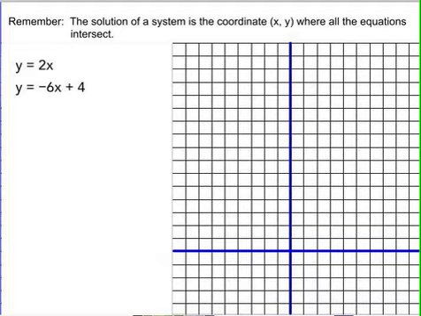Okay, we have two equations here. Both of them already have y by itself. We have y equals 2x and y equals negative 6x plus 4. Since the slopes are different, we already know that these two equations should result in intersecting lines where there will be one solution. I'm going to start with y equals 2x first.